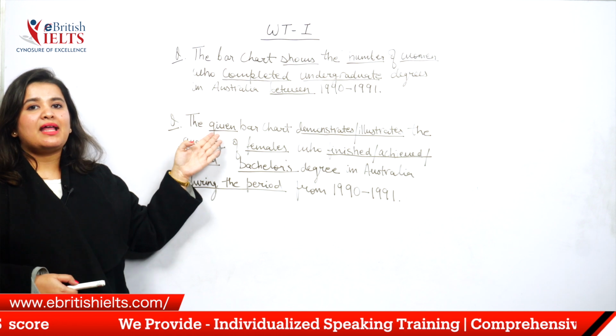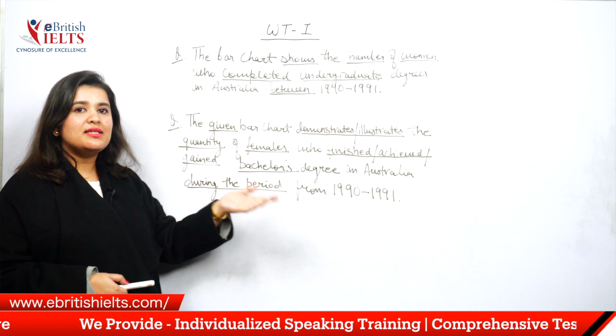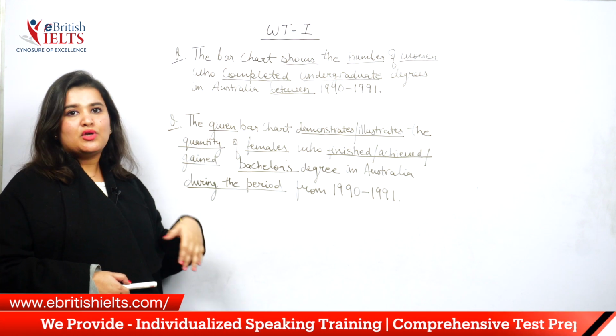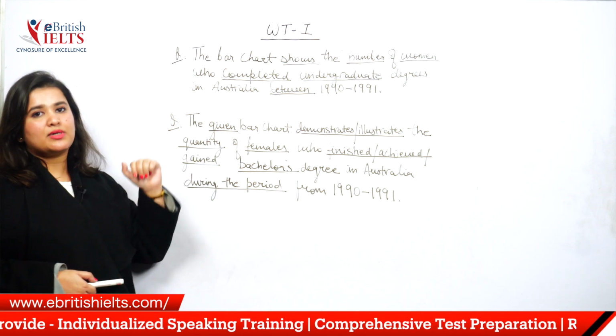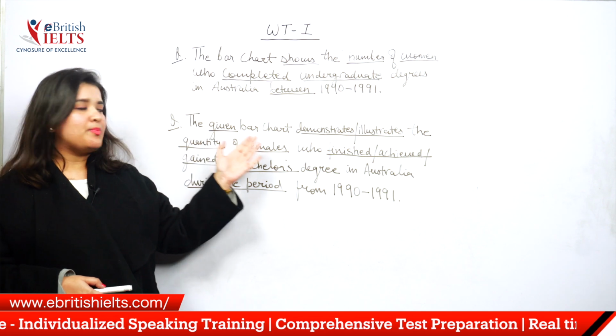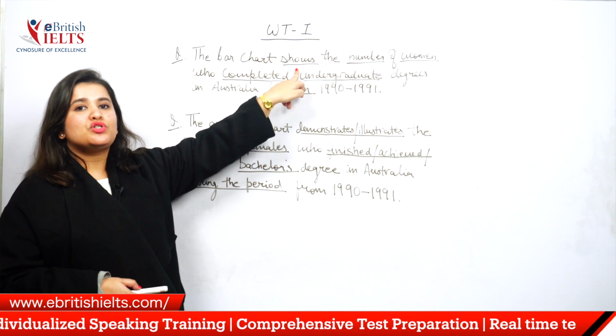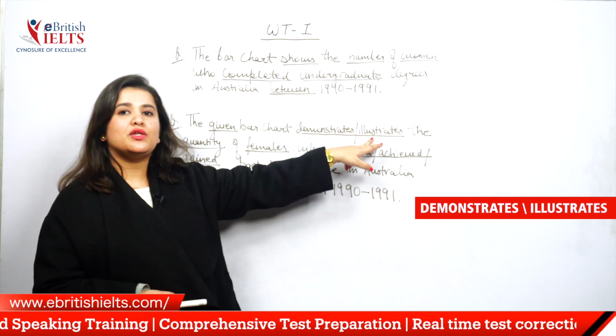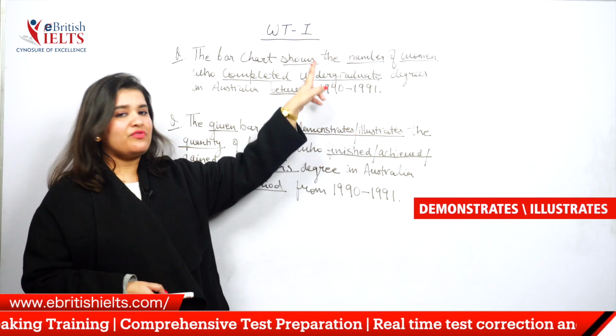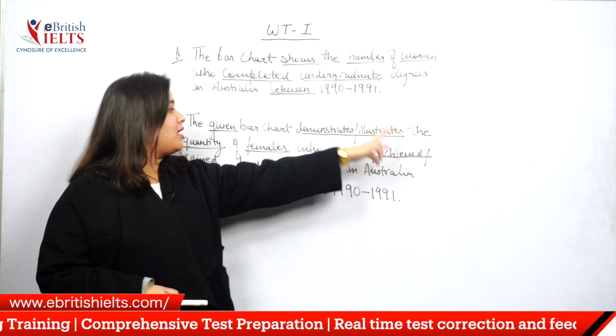What we can do is we can add the word given, because obviously it's given to you in the question. So when you're writing the answer to it, then you can add the word given. So it becomes the given bar chart. Instead of the word shows, we've used the synonym demonstrate or illustrate. So you can use either of these in place of shows.